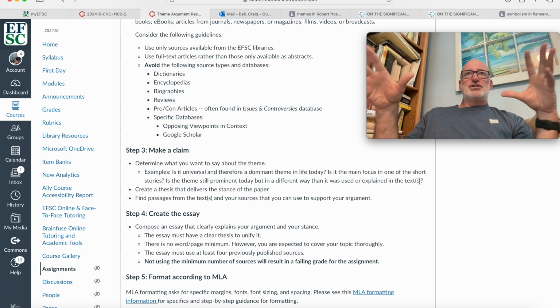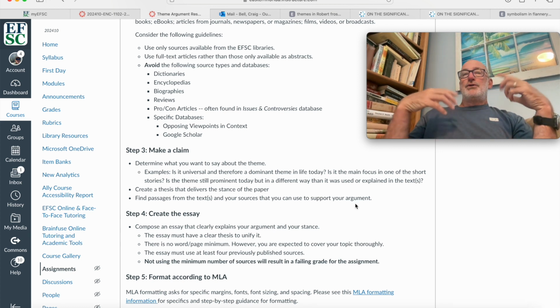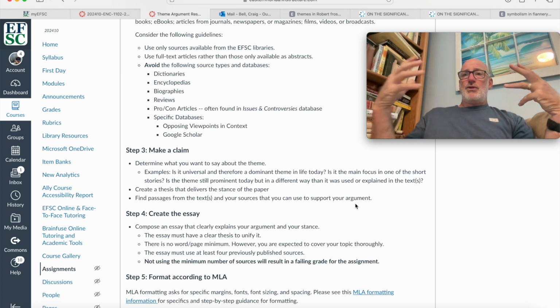So you could juxtapose then and now type of things for your theme. Create a thesis that delivers a stance on the paper. Find the passages from the text and your sources that you can use to support your argument. So, your theme. So this paper, how long should it be?